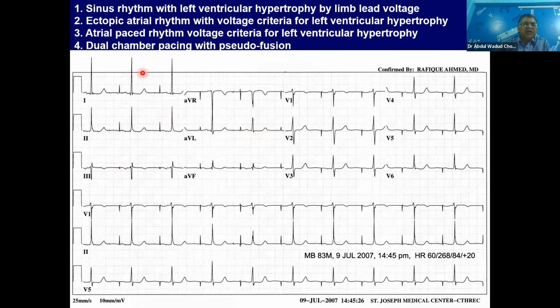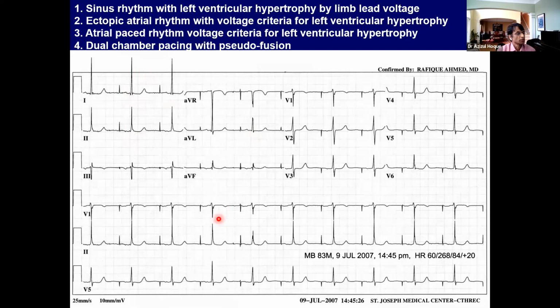Yeah. And also, as Jamil pointed out, look at lead 1, it looks like a funny-looking R wave. It looks like a sharp line drawn on the QRS. So basically, it's a dual chamber pacemaker with a pseudo fusion. That means there is a ventricular pacing spike, but it did not capture. It just gave a wrong impression of high voltage. Thanks, Jamil.